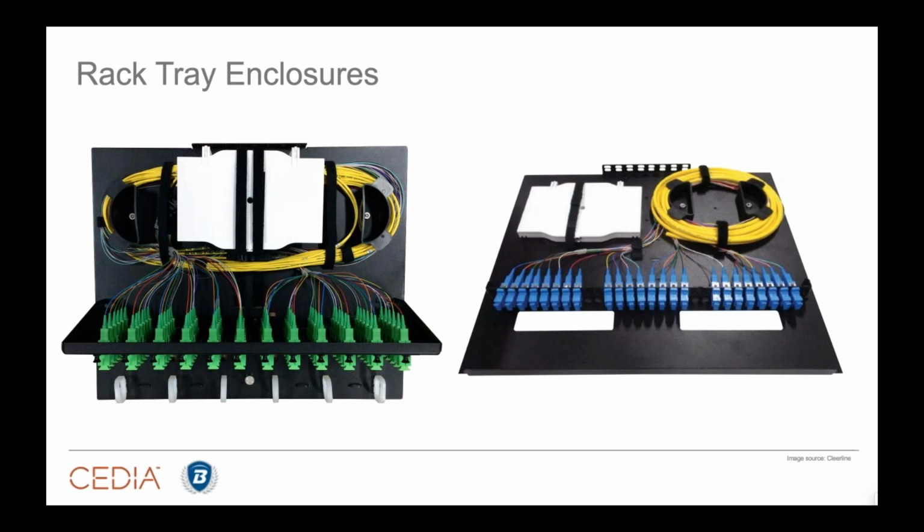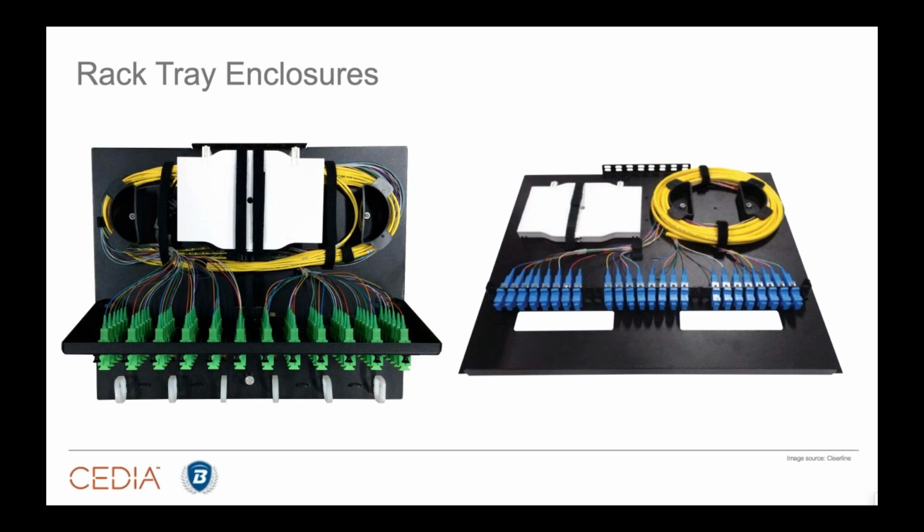Now, the final thing that we'll mention here: there are enclosures. Enclosures do implement couplers and adapters. You'll see rack tray enclosures. These are not only great for coupling and patching different connectors and cables together, but they're a good idea because they also manage your cable. You have service loops. You have bend radiuses inside of here. It really manages all of those fiber optic strands.